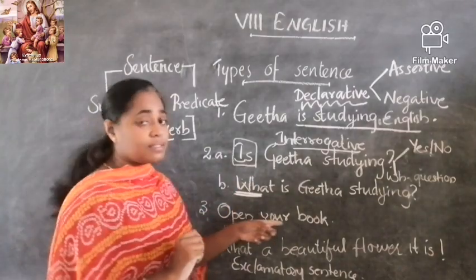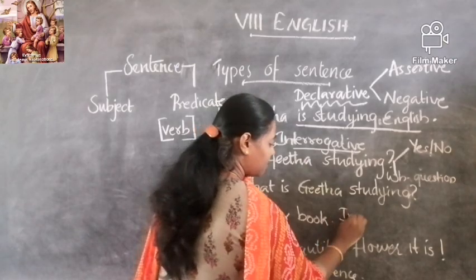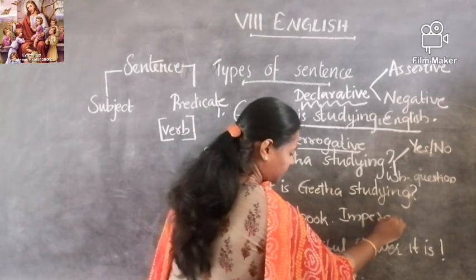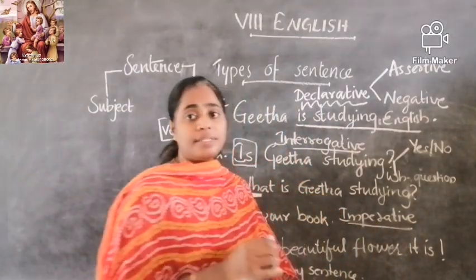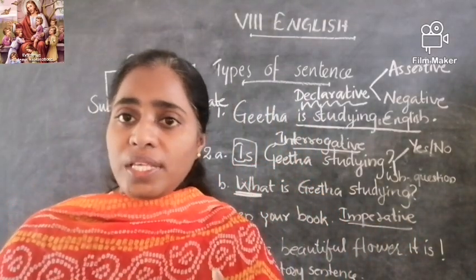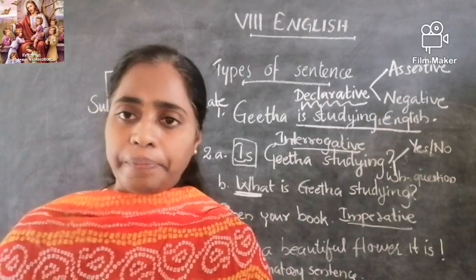Now, the specialties of this: open your book, keep your book closed. See, all these sentences are imperative sentences. What are they called? Imperative sentence. Imperative sentences are requests, orders, commands, etc. Advice and all will come under that.